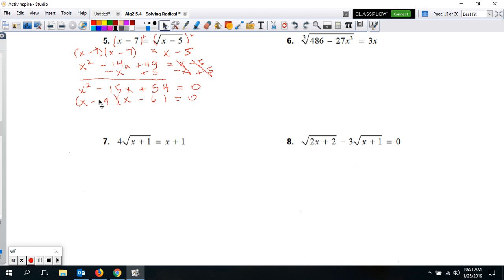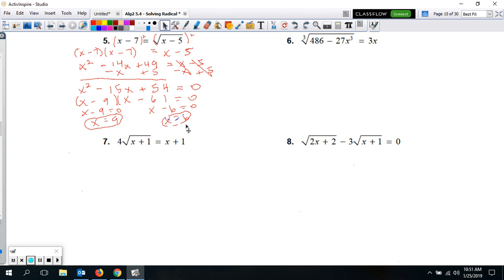We're going to use the zero product property and solve each one of these separately. So it'll be x minus 9 equals 0, and we'll solve that one and see x is equal to 9. And then this one will be x minus 6 equals 0, and then we add 6 to both sides and see x is equal to 6. Now at this point, we need to check these because we need to know whether both of these are good solutions.